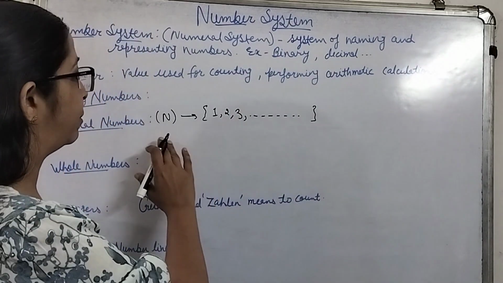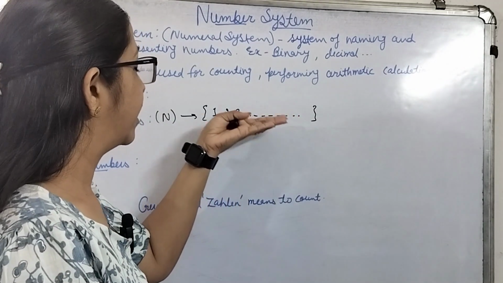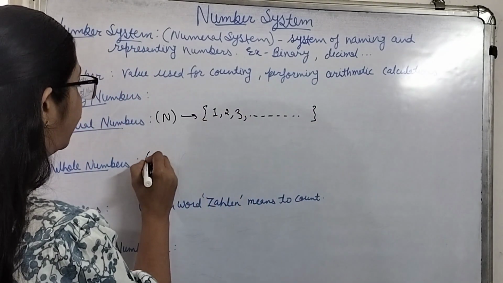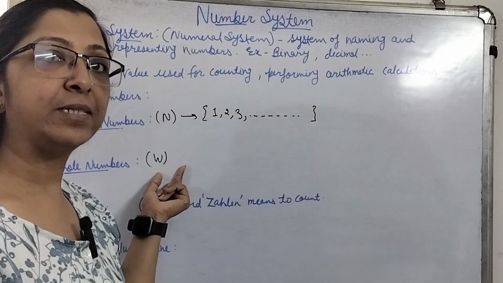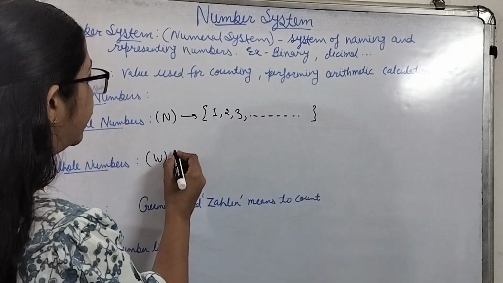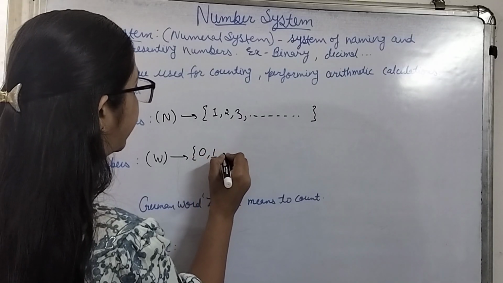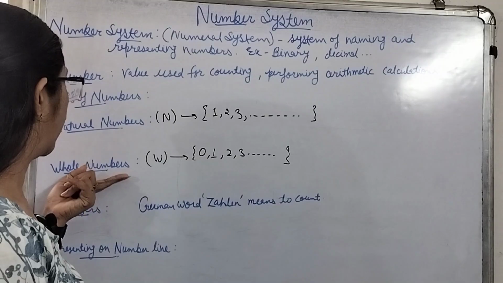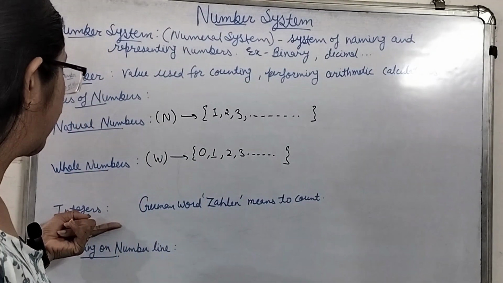Then come whole numbers. When we take all the natural numbers and along with them we take 0 also, then it becomes the group of whole numbers. Whole numbers are represented by capital W. That means all the natural numbers and 0, if we take all these numbers together, become the set of whole numbers.